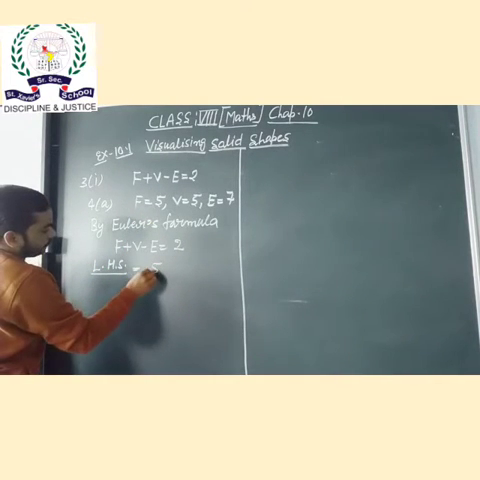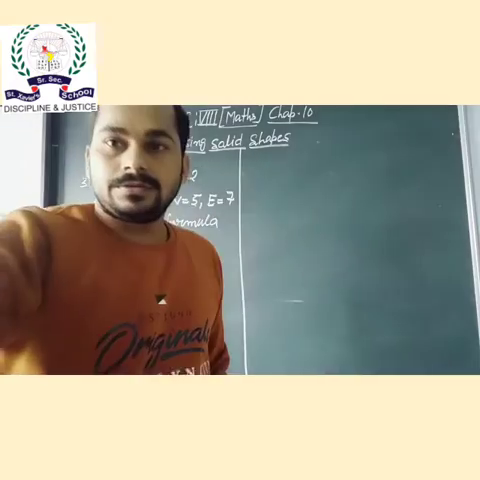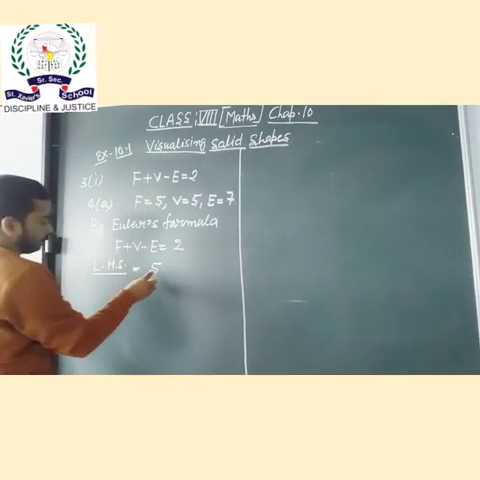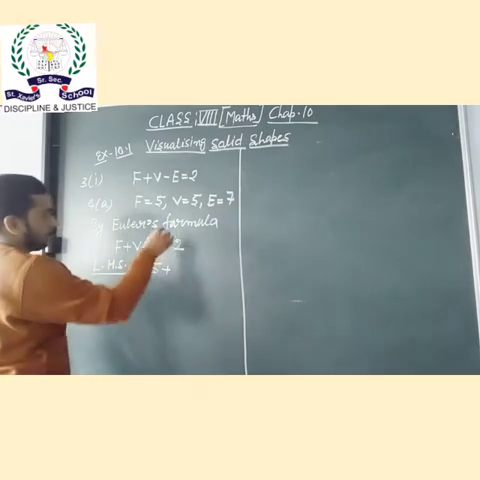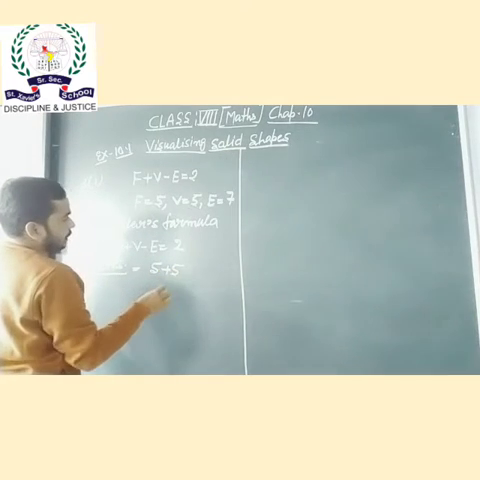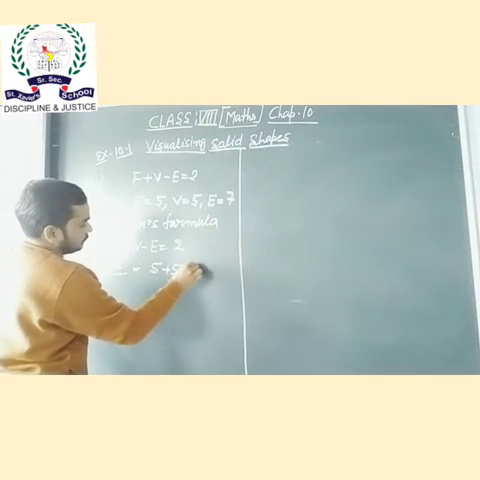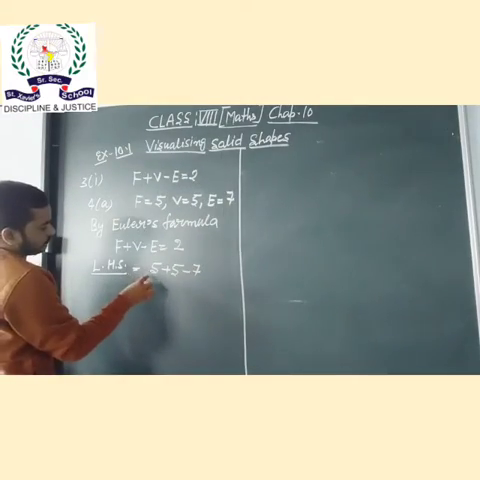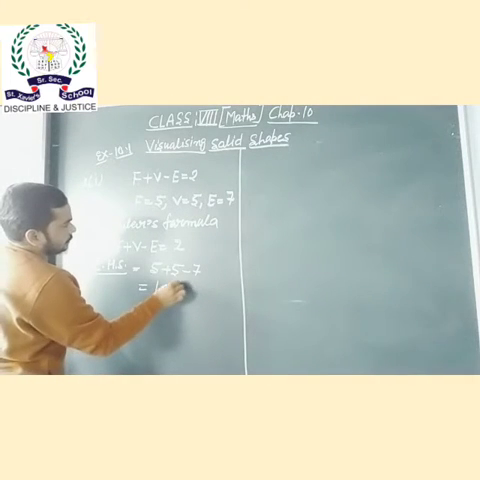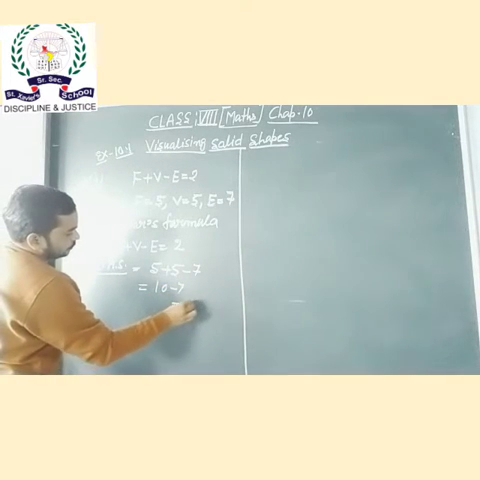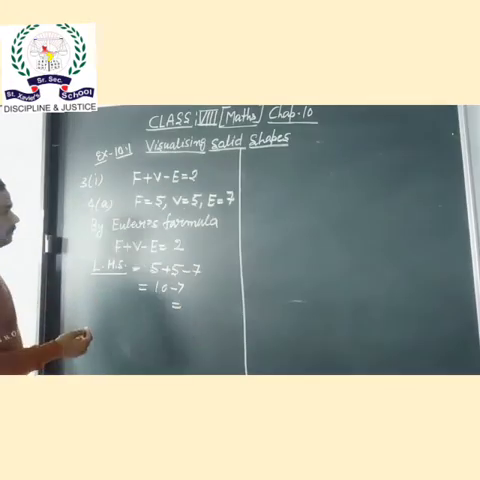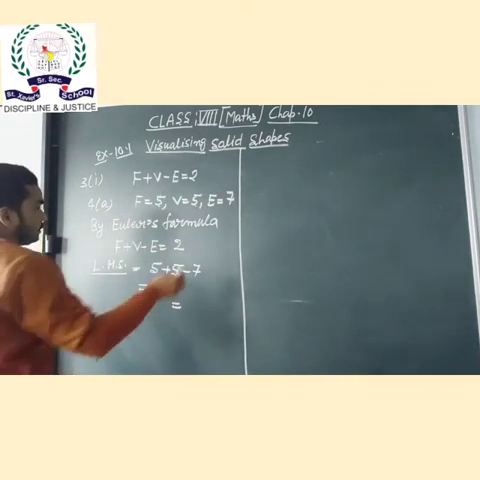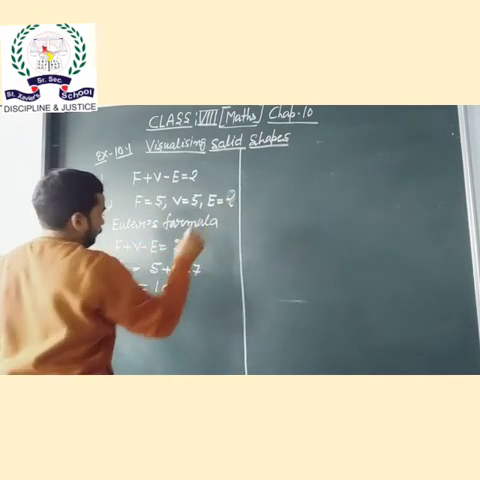So the number of faces is 5. So 5 plus the number of vertices, also 5, plus 5, and minus the number of edges, 7. So 5 plus 5 minus 7. 5 plus 5 is 10, and 10 minus 7 equals... Number of edges not given. So find out the number of edges.